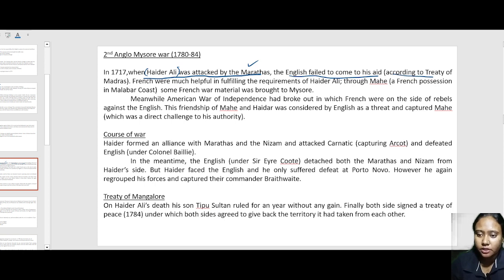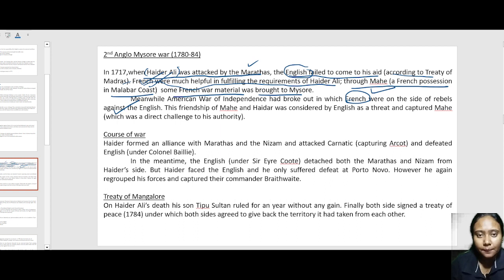So, the French were much more helpful in fulfilling the requirement of Hyder Ali. Not the English, but the French were much more enthusiastic and helpful to Hyder Ali. Mahe was a French possession on the Malabar coast, and some French war material was brought to Mysore through Mahe. Meanwhile, the American War of Independence also broke out, and the French were on the side of the rebels against the English.